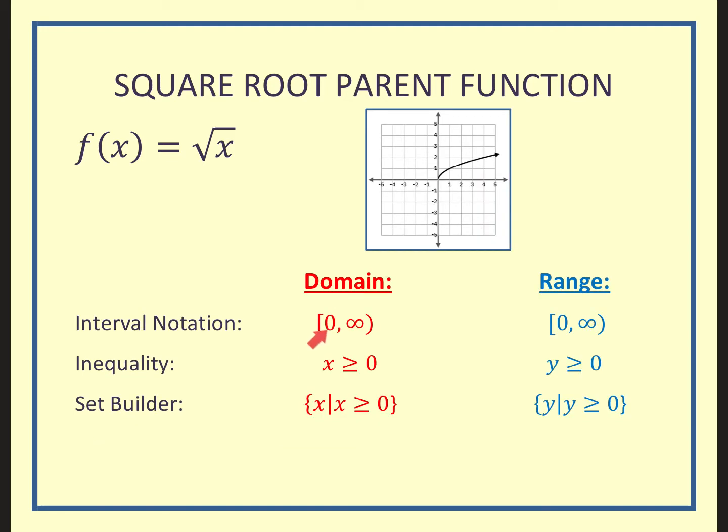So in interval notation, we're just going to use the bracket for 0 since it's on 0, and for the range as well. Now in inequality notation, x is greater than or equal to 0, and set builder is very similar. And the same thing with the range, but we use y instead of x. So make sure you write these down, okay?